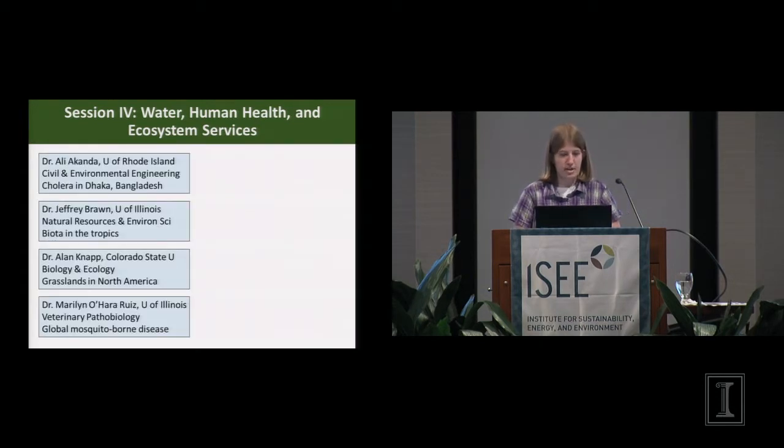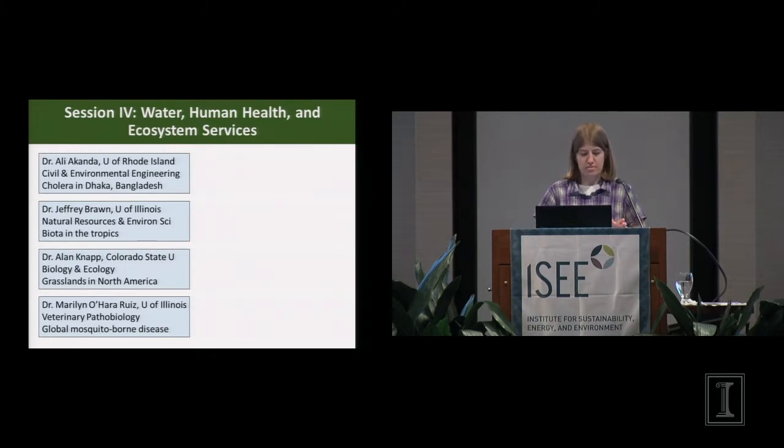They were Dr. Leah Kanda from the University of Rhode Island, Dr. Jeffrey Braun from the University of Illinois, Dr. Alan Knapp from Colorado State University, and Dr. Marilyn O'Hara-Ruiz, also from University of Illinois. And the topics and regions that the speakers addressed in this session ranged really across the world, from cholera in Bangladesh to tropical biodiversity to grasslands in North America, and the global burden of mosquito-borne disease, which also is linked to the aquatic habitats where the disease vectors breed.